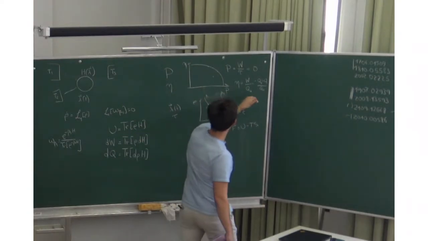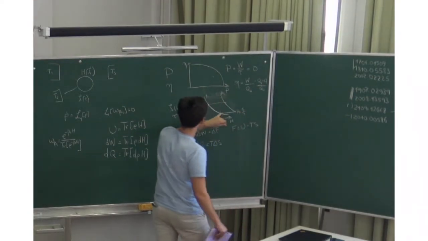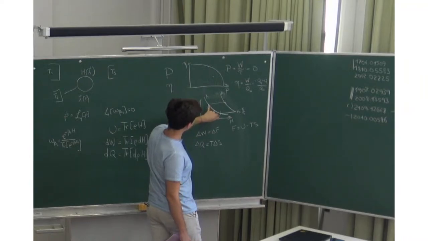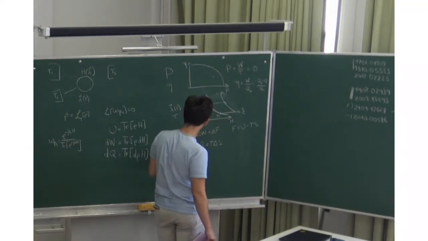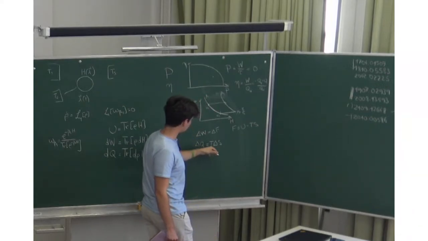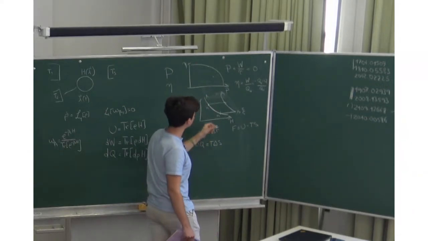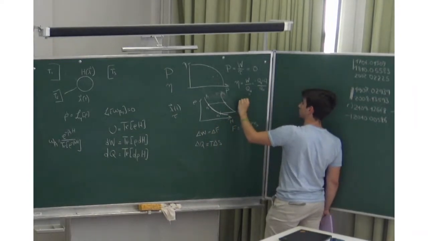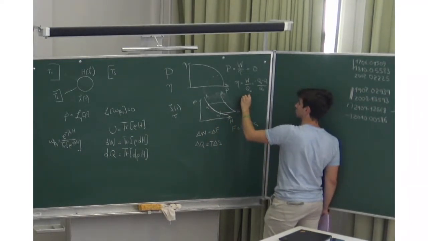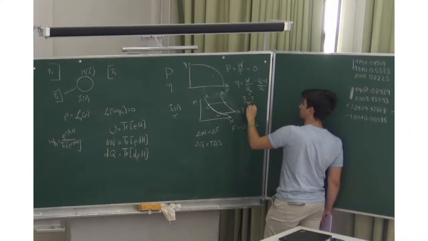You can say that this is the Carnot efficiency, because heat is exchanged only during the isotherms, and during the isotherms you get that delta Q is T delta S. So when you compute this, you get essentially T_H minus T_C over T_H.